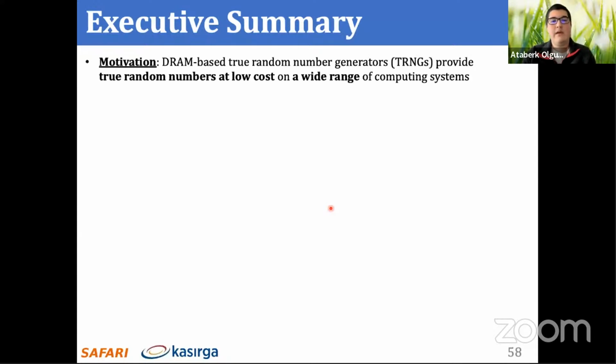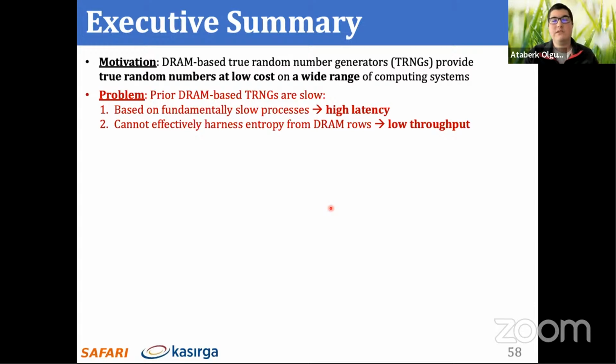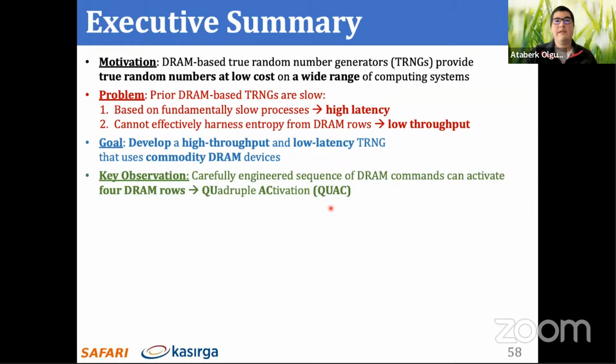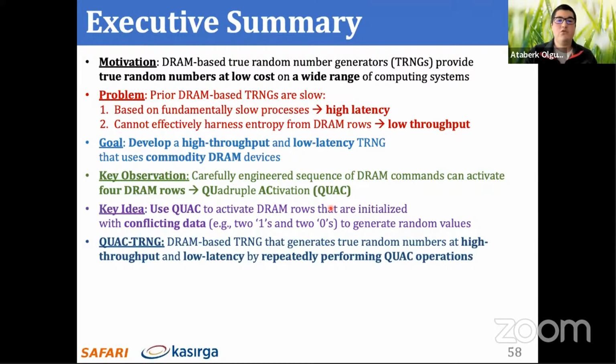DRAM-based TRNGs can provide high throughput and low cost true random number generation to a wide range of systems. And the problem with prior DRAM-based TRNGs is that they're slow. And our goal in this work is to develop a high throughput and low latency TRNG that uses commodity DRAM devices. We observe that a sequence of DRAM commands can activate 4 DRAM rows in quick succession, which we refer to as quadruple activation. And our key idea in developing a high throughput DRAM-based TRNG is to use QUAC operations to generate random values on DRAM sense amplifiers.